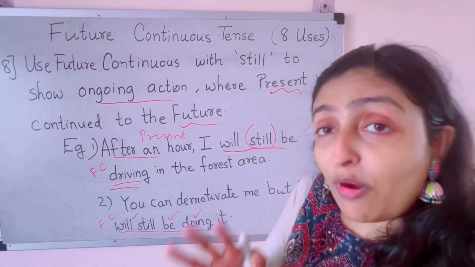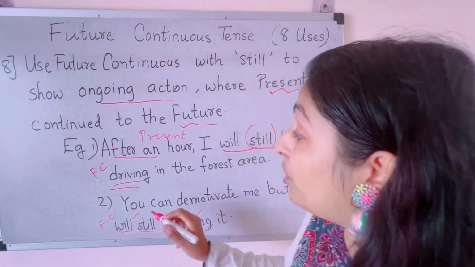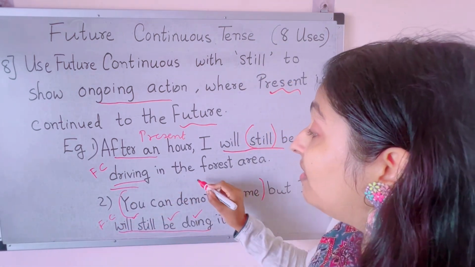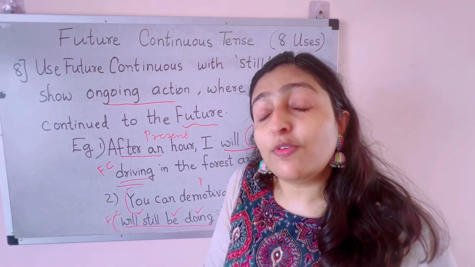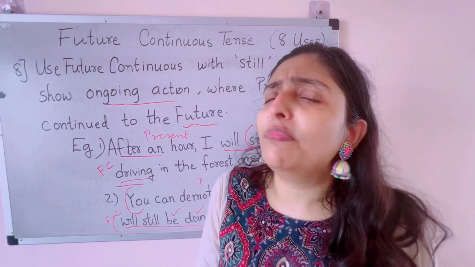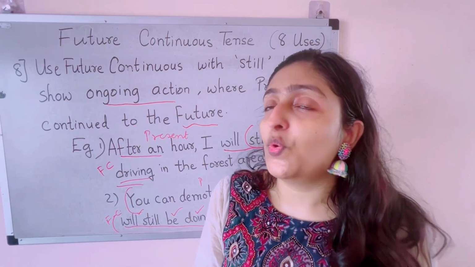So the person who is trying to demotivate you is standing in the present tense. But you are trying to say that you cannot be defeated. You will still be doing it.